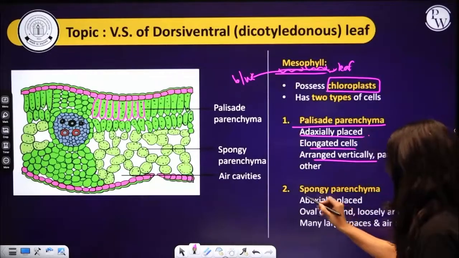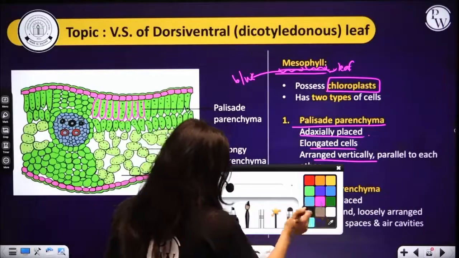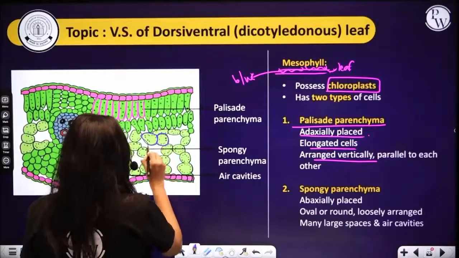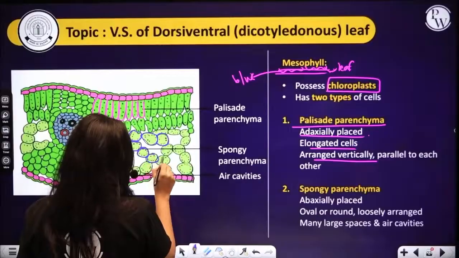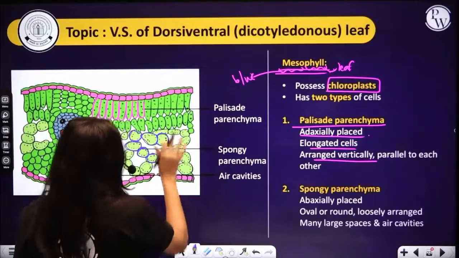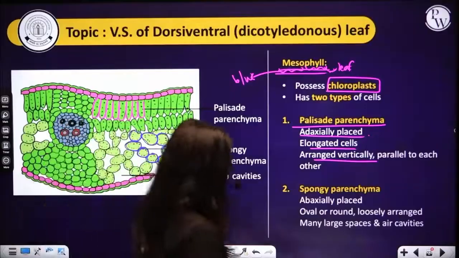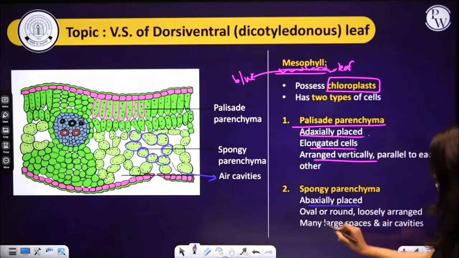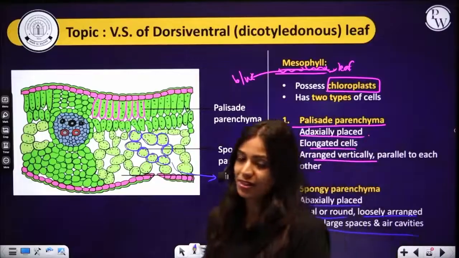Now, the second type is called the spongy parenchyma, which I'm going to highlight in dark blue color over here. These spongy parenchyma are somewhat irregular shaped or sometimes may even be spherical. You can see how they are very loosely arranged, and there are a lot of air cavities between the cells here. Air spaces are present. So this is abaxially placed, oval or round, very loosely arranged. Many large spaces or air cavities are present here.